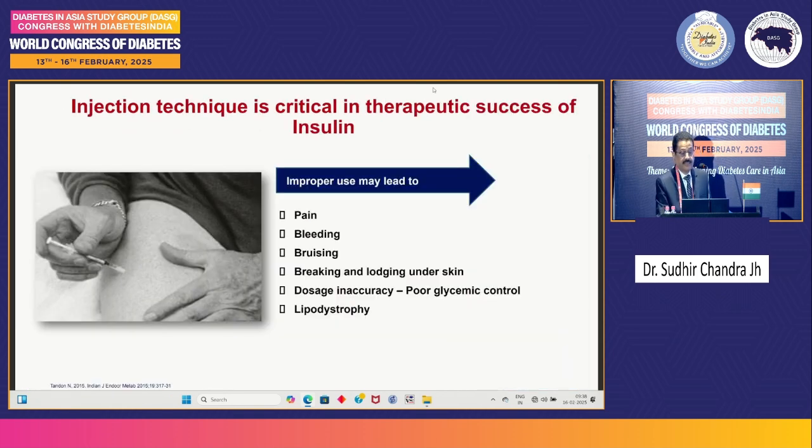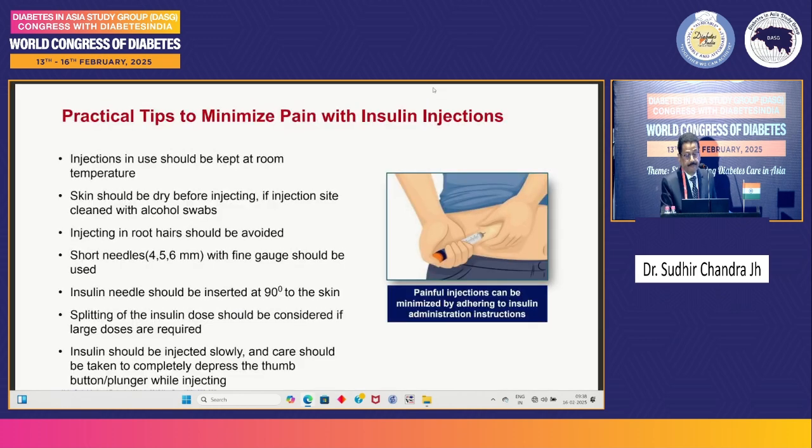Now, insulin technique is critical in the therapeutic success of insulin. Improper use of needles may lead to pain, bleeding, bruising, breaking and lodging under the skin, dose inaccuracy, poor glycemic control, and lipodystrophy. So what are the practical tips to minimize pain with the insulin technique?